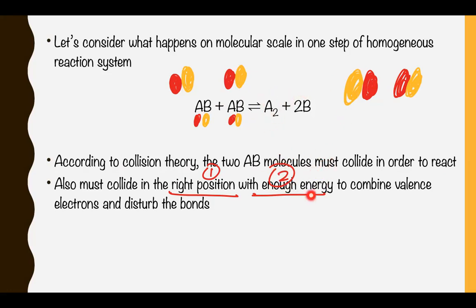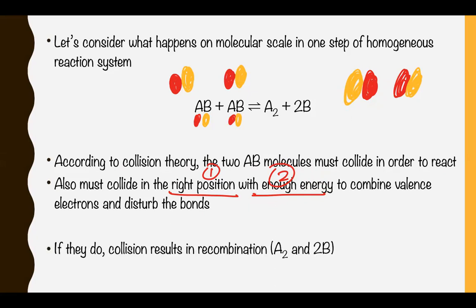And the second criteria is that they have to hit with enough energy to disturb the bonds. So if they're very slow, or if they don't have enough kinetic energy, even the 2 A's hitting each other will just kind of gently hit each other and bounce off. They have to hit with enough energy. So it's not just enough to collide. It's not enough to collide in the correct position, but you have to collide in the right position with enough energy. That's collision theory. If they do collide in the correct position and with enough energy, then it will result in a chemical reaction.